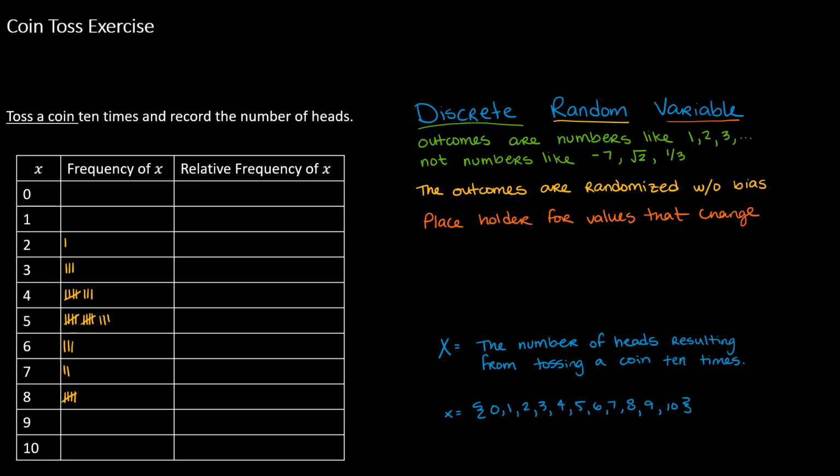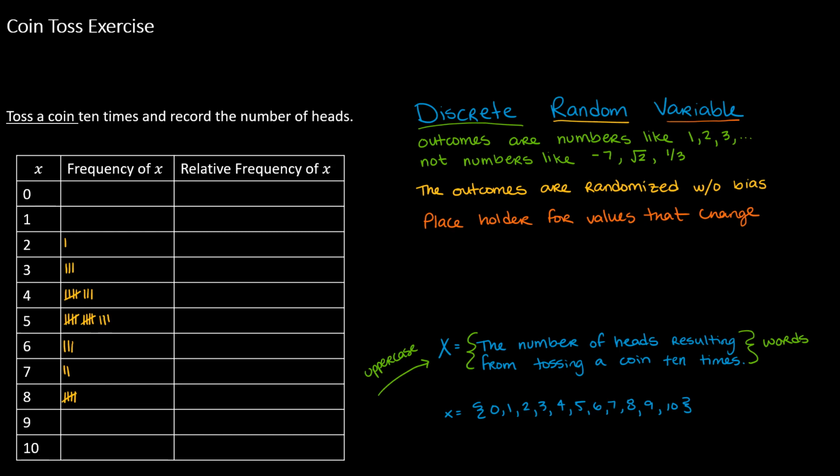The notation that we use for discrete random variables is capital letters to describe what the discrete random variable is, and then lowercase letters to list off some of the values of that variable. So for this activity, the number of heads resulting from tossing a coin 10 times, that is our discrete random variable. We'll use an uppercase X and we'll describe it in words.